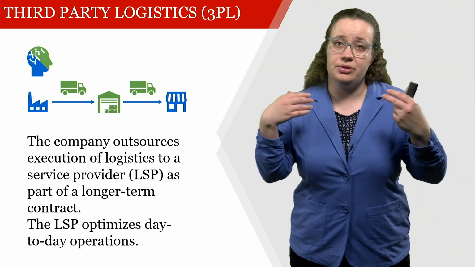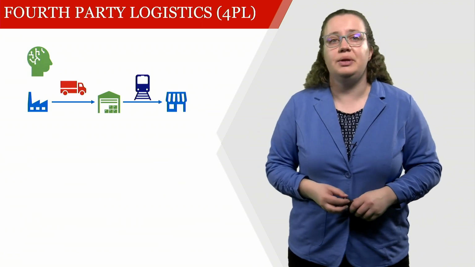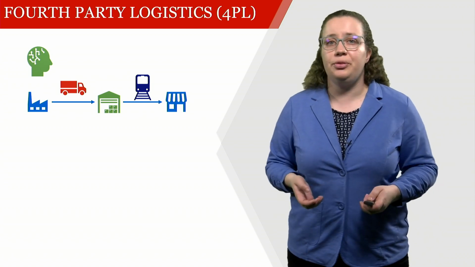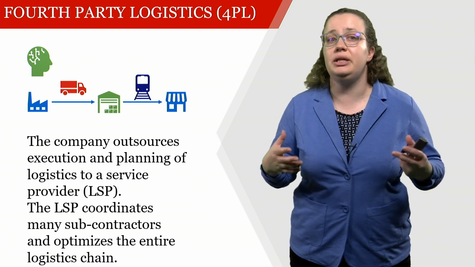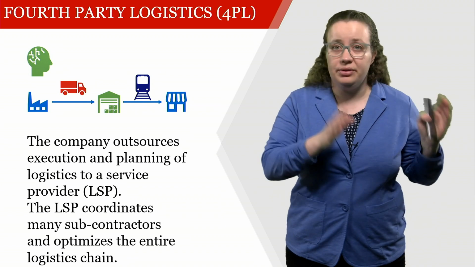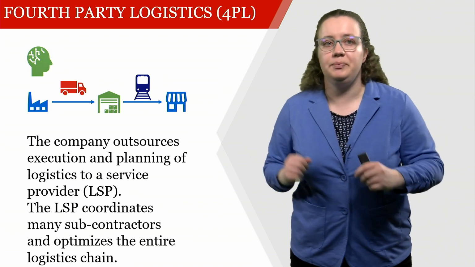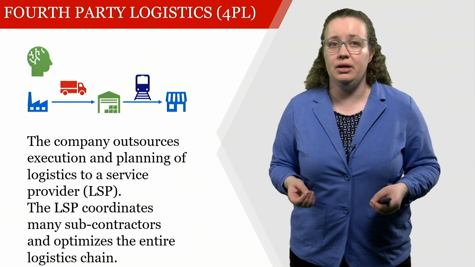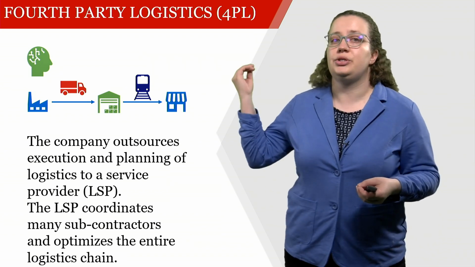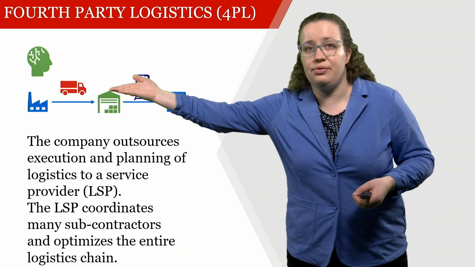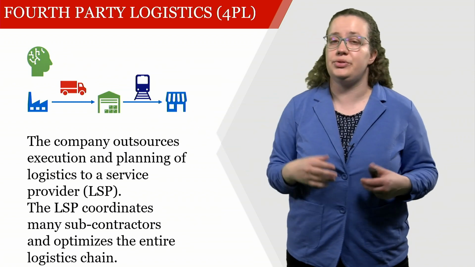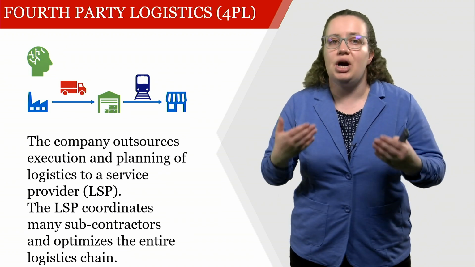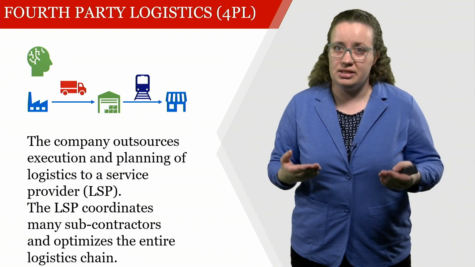If they also outsource this aspect, then we refer to it as fourth-party logistics. So in a fourth-party logistics system, the company outsources both the execution and the planning of logistics to a service provider. And this LSP coordinates subcontractors. So for example, in this case, the red truck is from a different company and also the blue train is from a different company. And then they optimize the entire logistics chain.